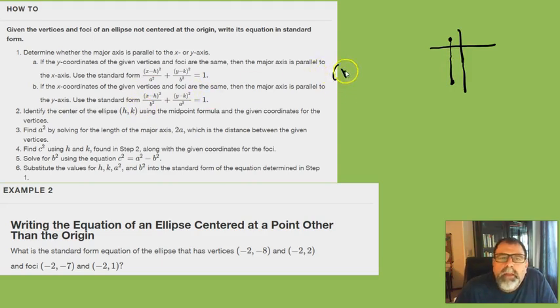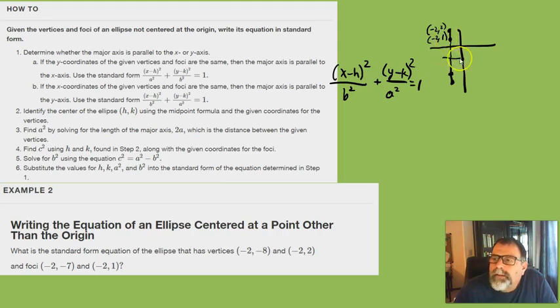I'm going to use x minus h squared over b squared plus y minus k squared over a squared equals 1. And then the foci are -2, -7 and -2, 1. Actually, my drawing's a little bit off. Okay. So this is -2, 2, and -2, 1.